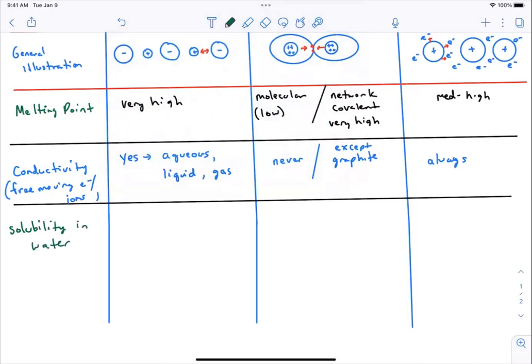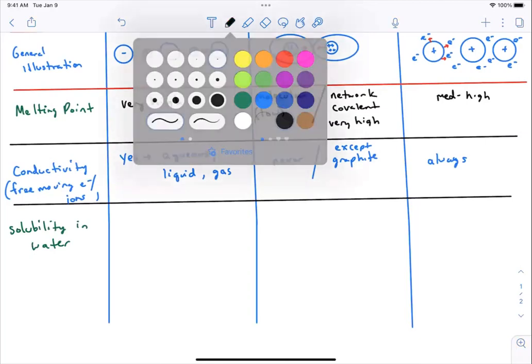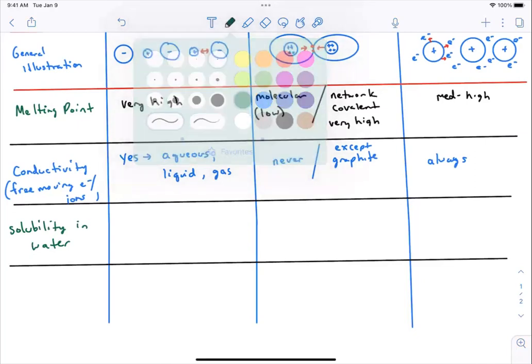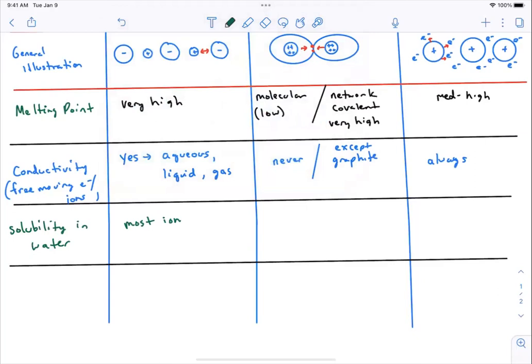Solubility in water. How well does it dissolve in water? Here you'll say most ionic compounds are soluble. There are some ionic compounds that are not soluble, but in the IB, you don't need to know solubility rules. So you will be told when a compound is not soluble in water. Most ionic compounds, especially group one metal compounds, are soluble in water. It's much more common for an ionic compound to be soluble in water than not.